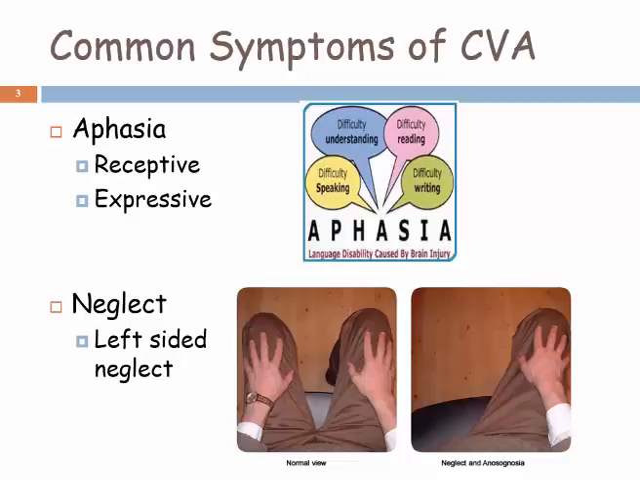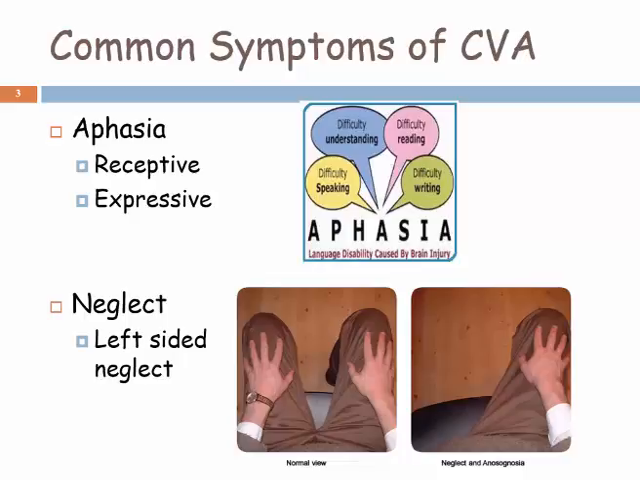Left-sided neglect is a condition that results from a lesion in the right hemisphere of the brain. The person lacks awareness of their left side. So, for example, if the examiner places a pen in the person's field of vision to the right and asks them to watch the pen as it is moved to the left, once the pen reaches the midline, the person will stop tracking the pen. So in other words, they won't turn their head left to follow the pen.